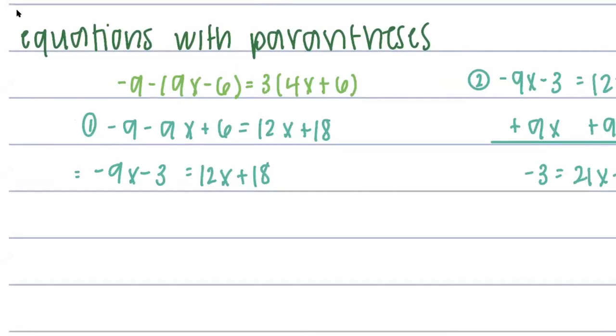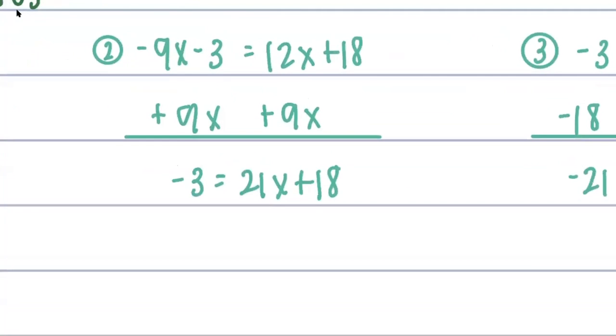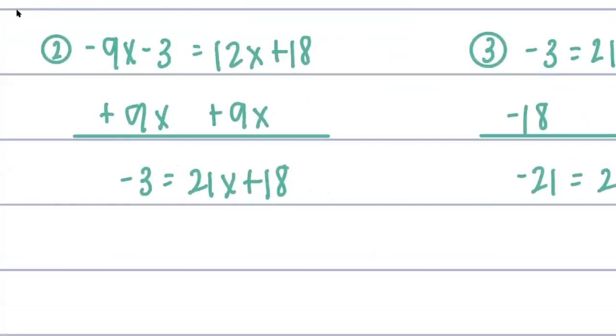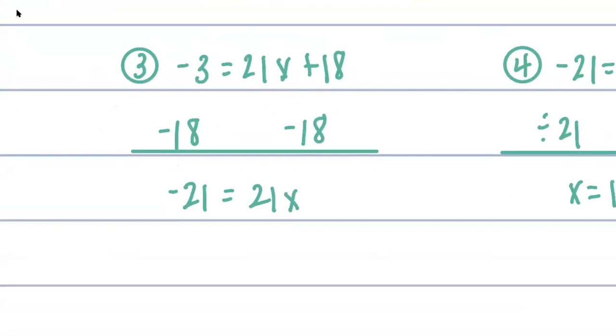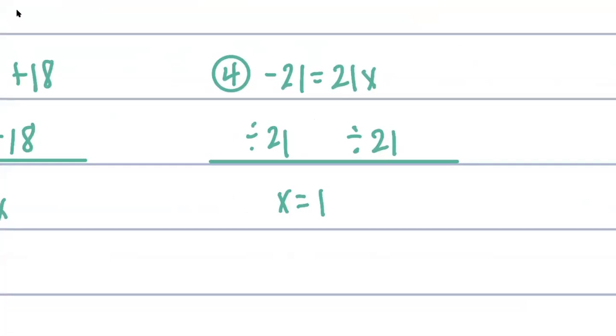And then you're going to simplify that by combining like terms. So on the left side, you have -9x minus 3, and on the right side, you have 12x plus 18. Okay. After this, you're just going to solve it, add 9x to both sides. You get -3 equals 21x plus 18. Then you subtract 18 from both sides to get only the variable on the right-hand side. So you have -21 equals 21x. Then you divide both sides by 21 to get a singular x, and you should get x equals -1. Any questions?